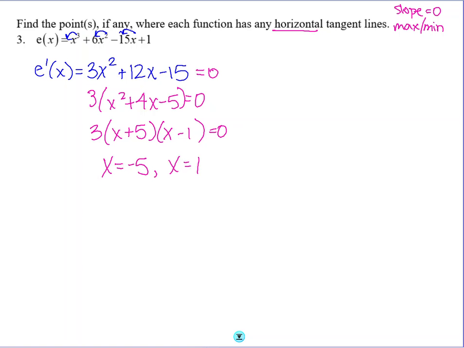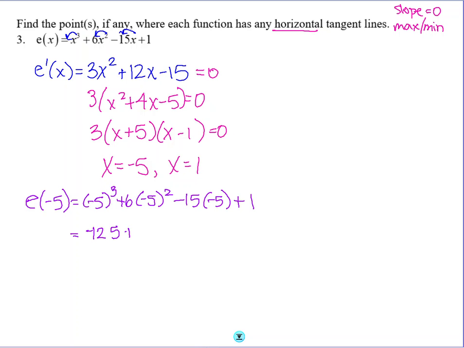Now, these are just the x values where there is a horizontal tangent line. We want the actual points. So to find the points, I need to do e of -5 and e of 1. So if I plug -5 in for x, I get -125 plus 150 plus 75 plus 1 is 101.